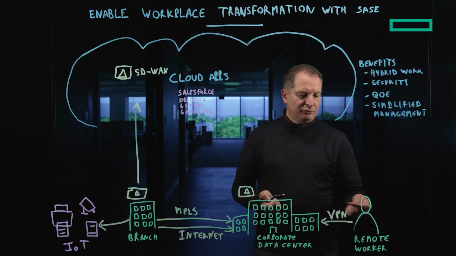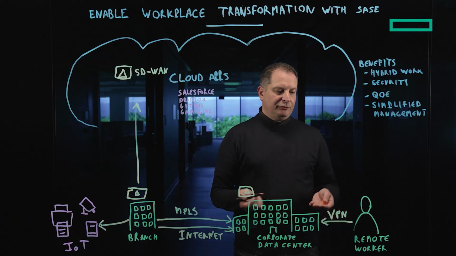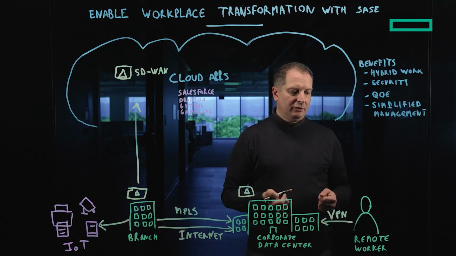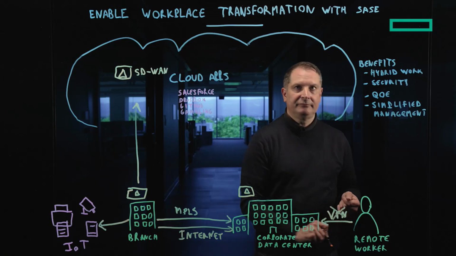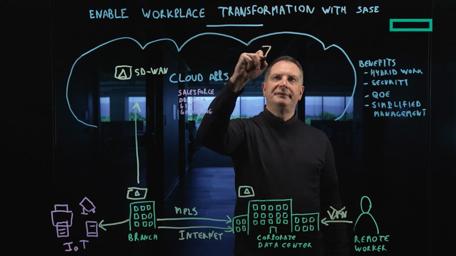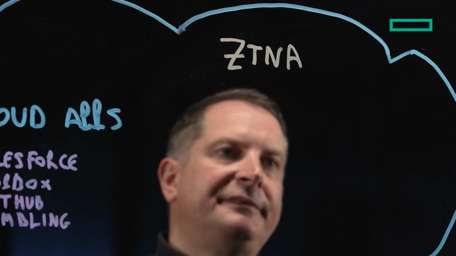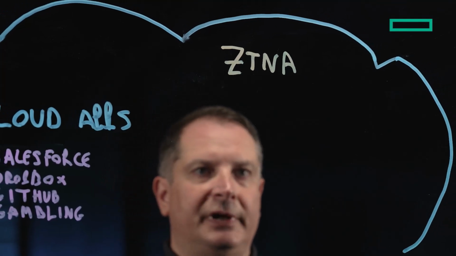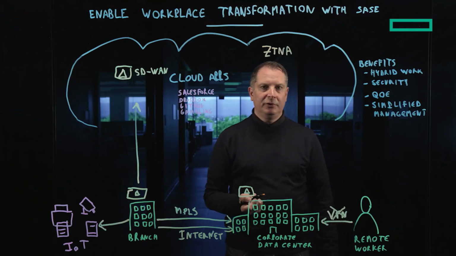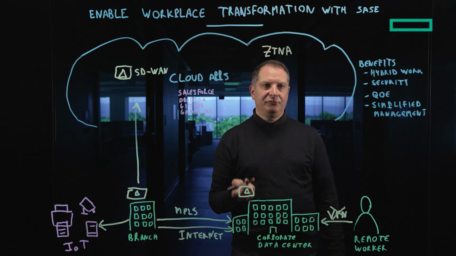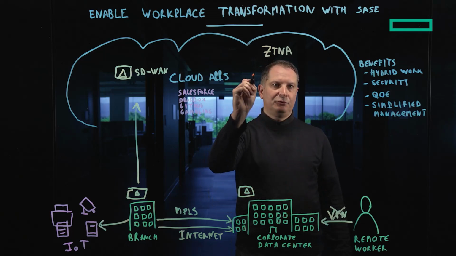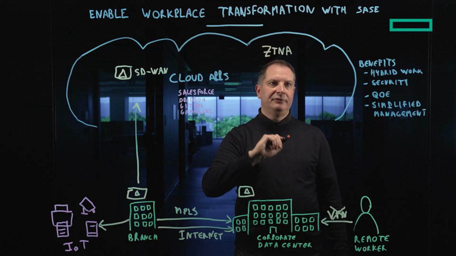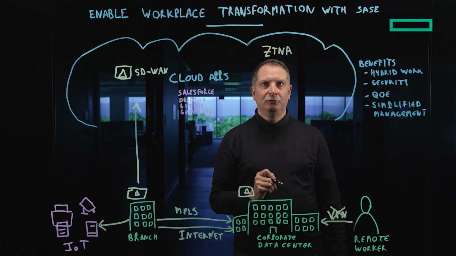So now let's go back to our remote worker. The next step to enable the workplace transformation will be to replace VPN with ZTNA. ZTNA stands for Zero Trust Network Access, and it works on a least privilege access principle, so that remote workers only access the resources they need in the organization on a need-to-know basis.